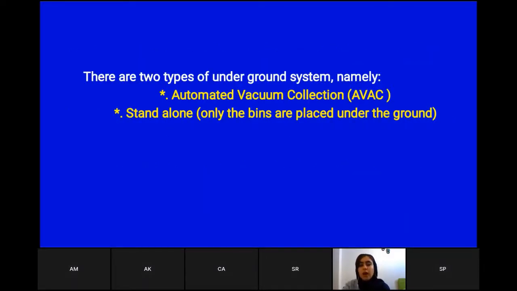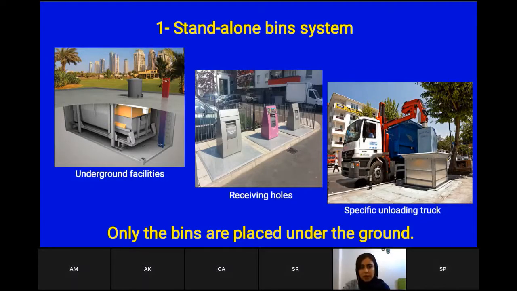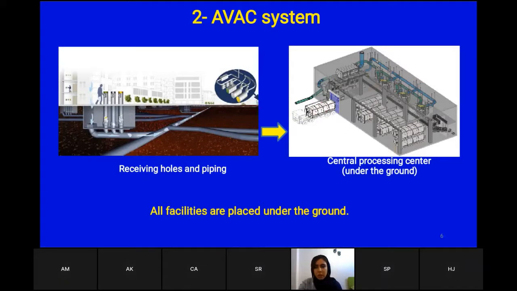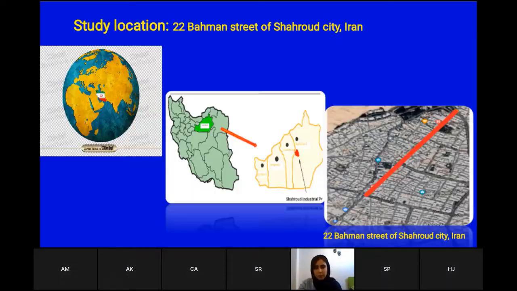There are two types of underground systems. One of them is automated vacuum collection and the other one is standalone. In number one, you can see a standalone bin system. Only the bins are placed under the ground. In number two, you can see a box system. All facilities are placed under the ground except the receiving hall. Our study location is 22 Bahman Street of Shahrud City. Okay, you can see the picture.